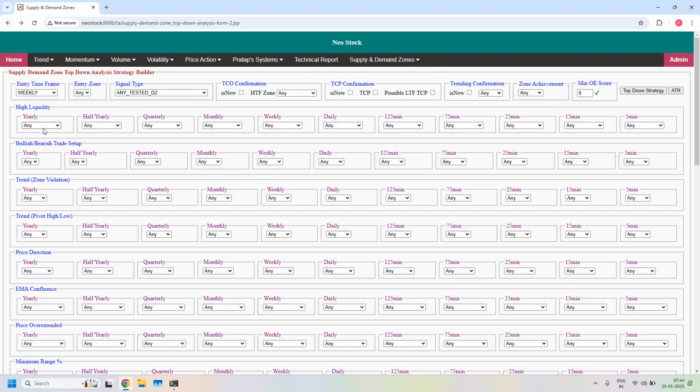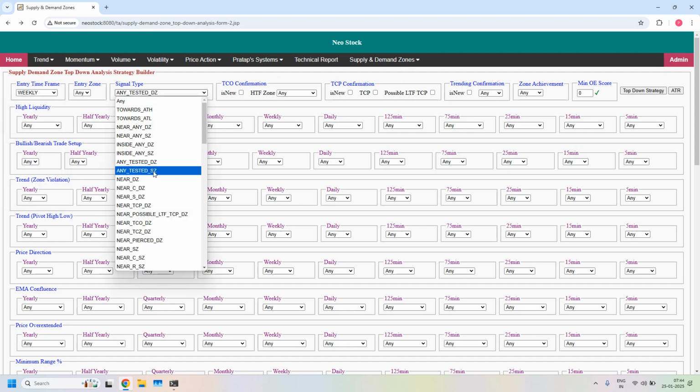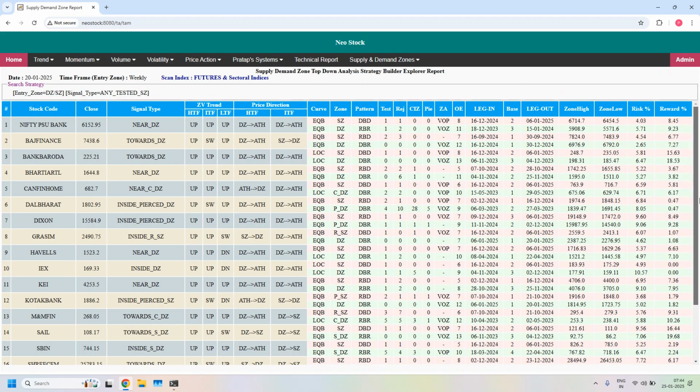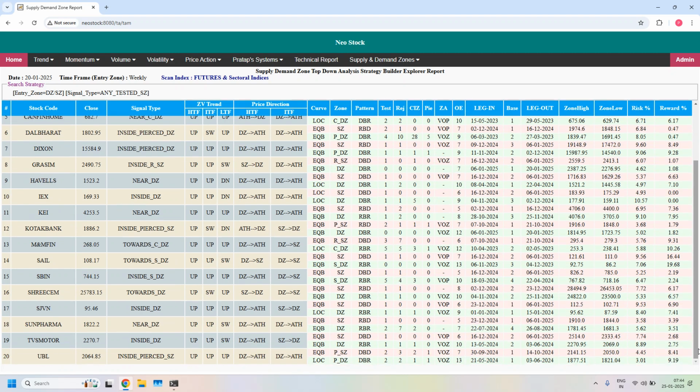Next, tested weekly supply zones we will verify for weekly time frame. Stocks having the tested weekly supply zone, we got 20 stocks. So first 15 stocks in the list. Scrolling the list down. So total 20 stocks are filtered.